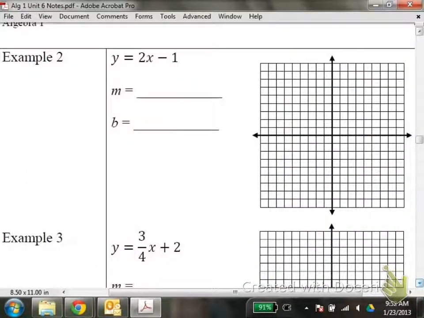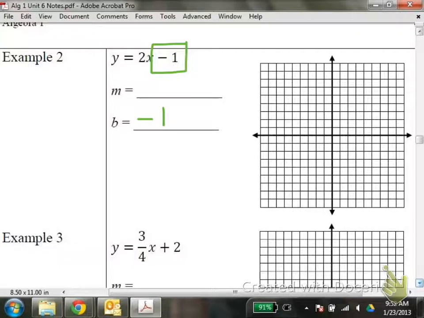All right, so example 2. Your equation is y equals 2x minus 1. Draw the graph, and we're going to graph this. If we go back to your steps, the first step was to plot the y-intercept. So we need to figure out what the y-intercept is. 2x minus 1. Which one is the y-intercept? Do you guys remember? Negative 1. It's that b, the number that's being added or subtracted to the end. So b is equal to negative 1.